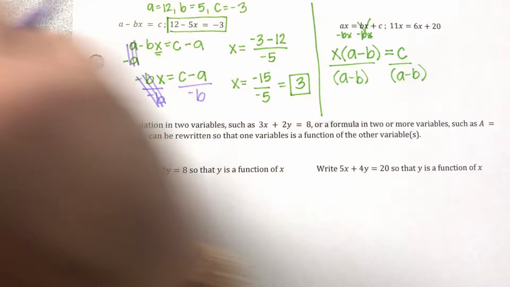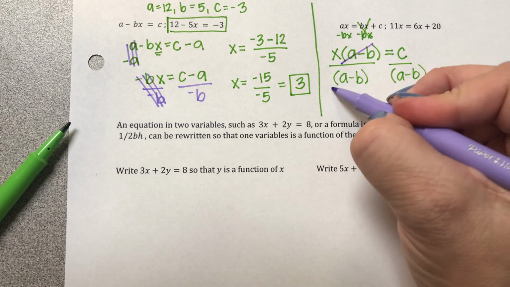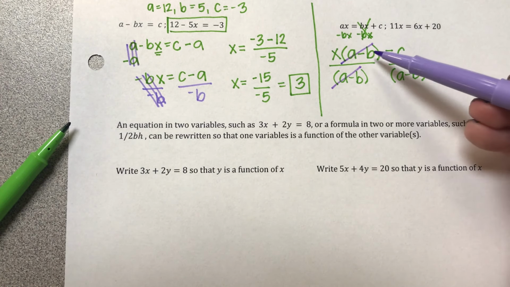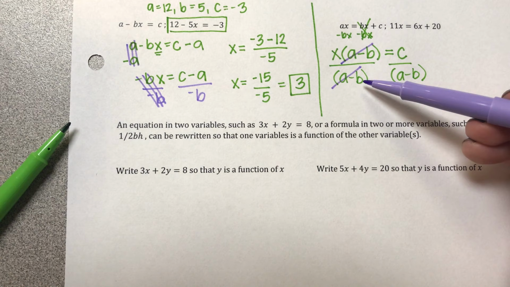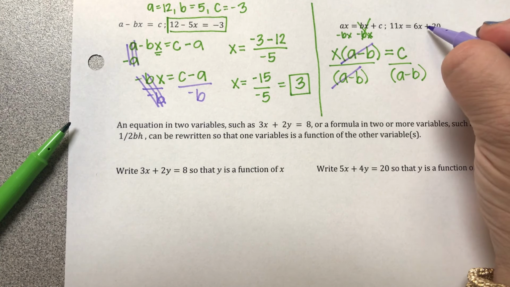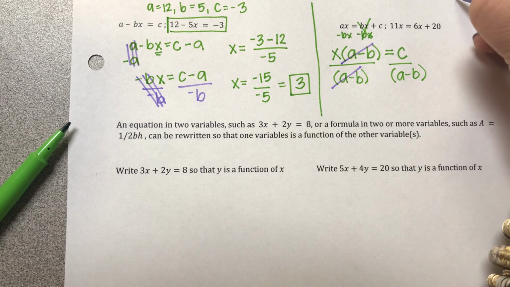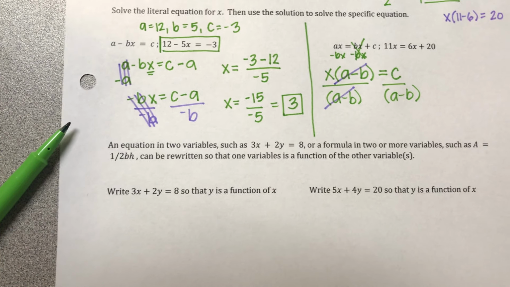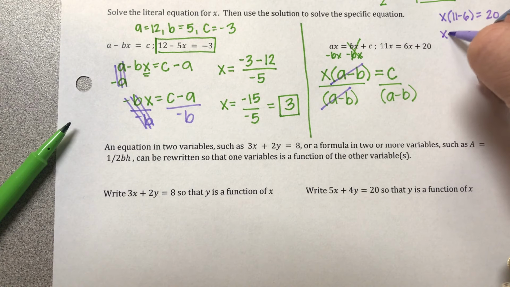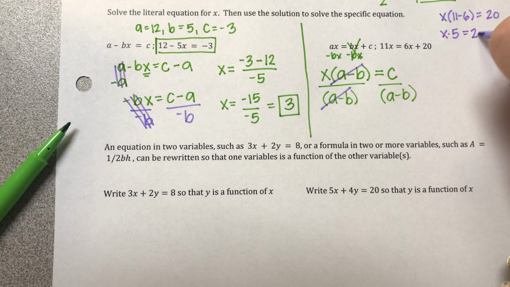Okay, and I'm doing that because I want x by itself. The quantity a minus b divided by the quantity a minus b cancels out. And I know you're like, what? So think about it over here. I'm just going to rework this one. So it would be like saying 11 minus 6, right? Like that. So that's x times 5 equals 20.